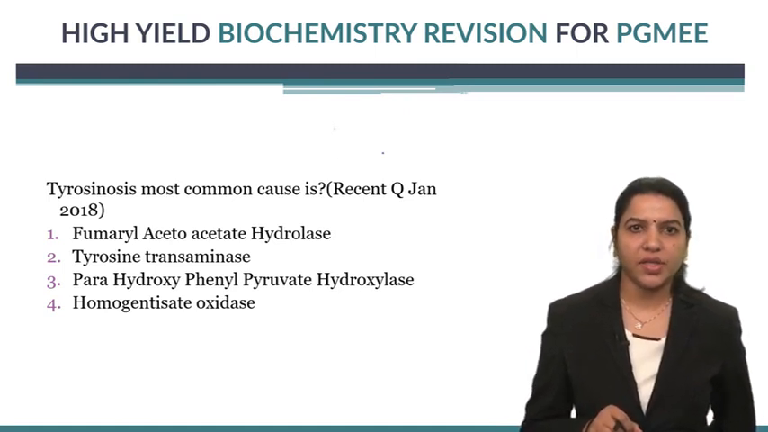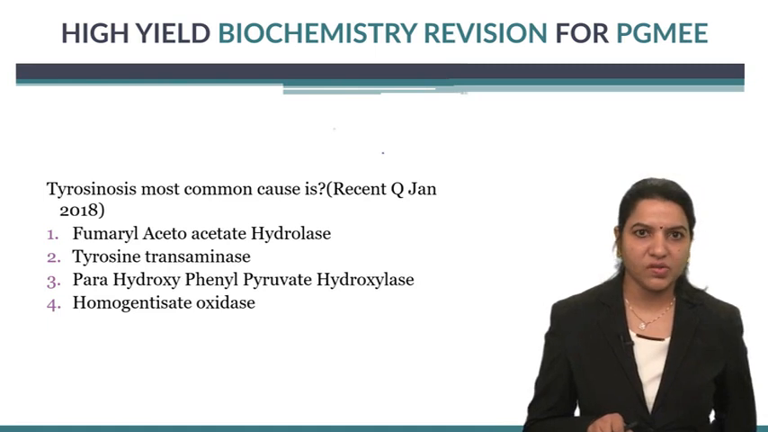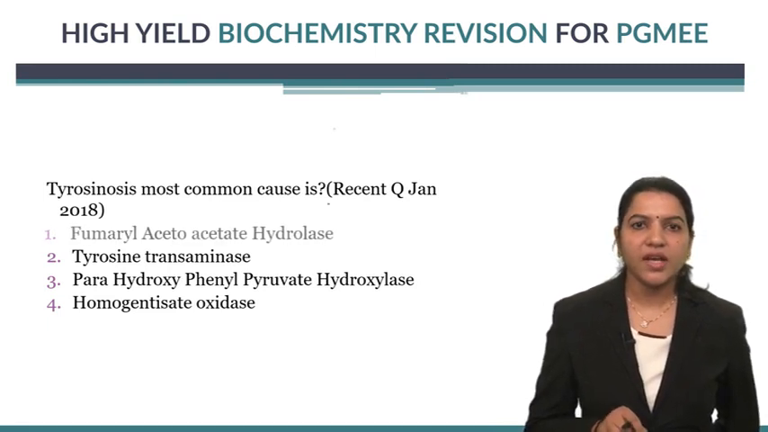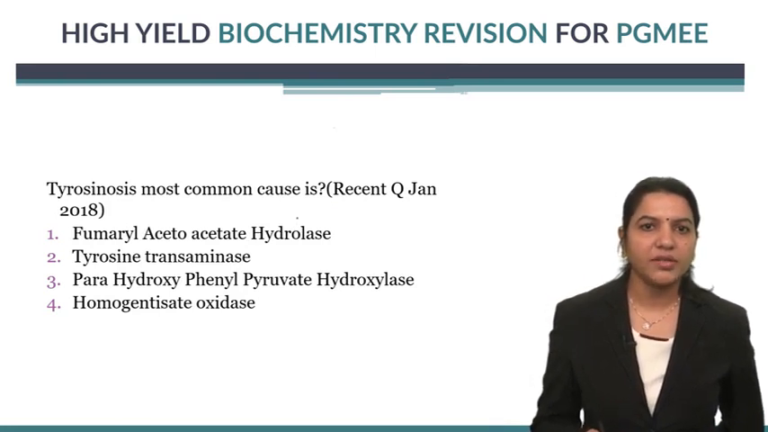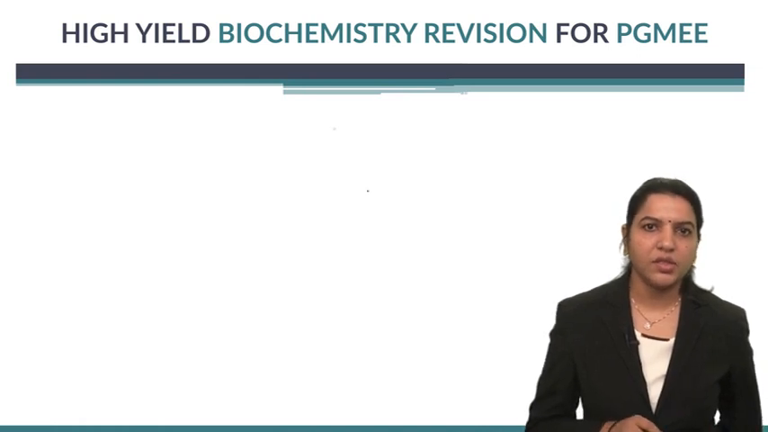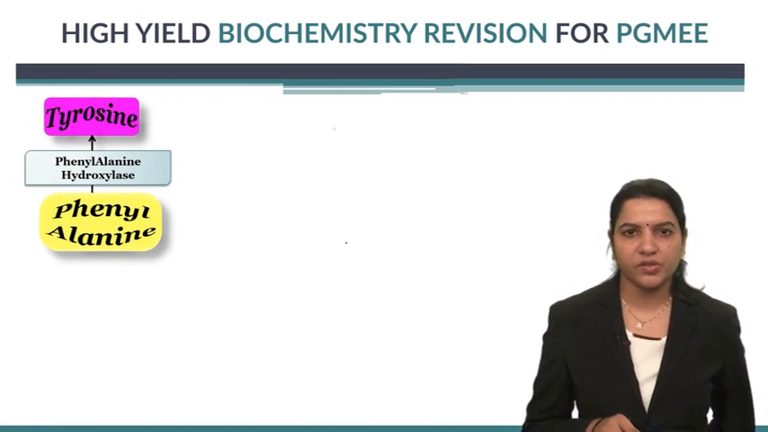Now another question that came in the recent year, January 2018: Tyrosinosis, the most common cause. The options: fumarylacetoacetate hydrolase, tyrosine transaminase, para-hydroxyphenyl pyruvate hydroxylase, or homogentisate oxidase. So the answer here is that the most common type is tyrosinosis type 1, otherwise tyrosinemia type 1, and it is caused due to a defect in fumarylacetoacetate hydrolase. So for that we'll see the pathway of phenylalanine catabolism.